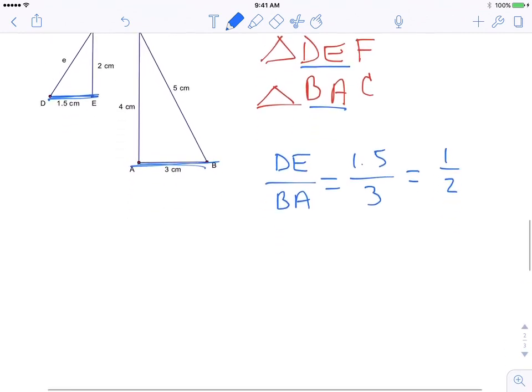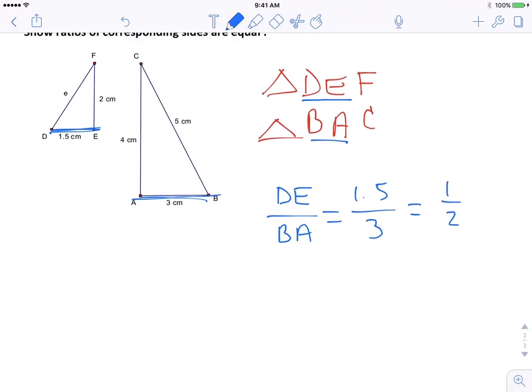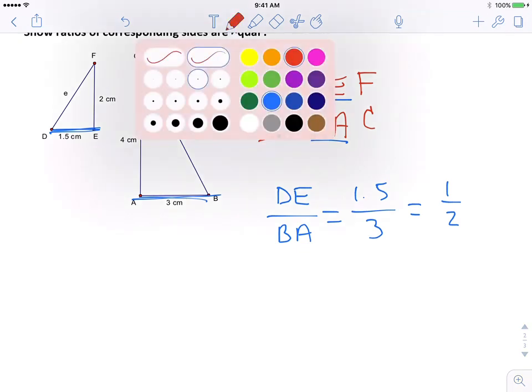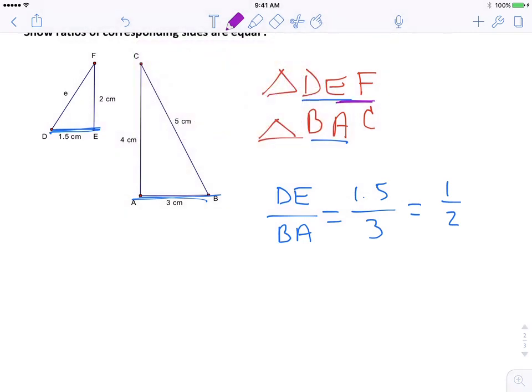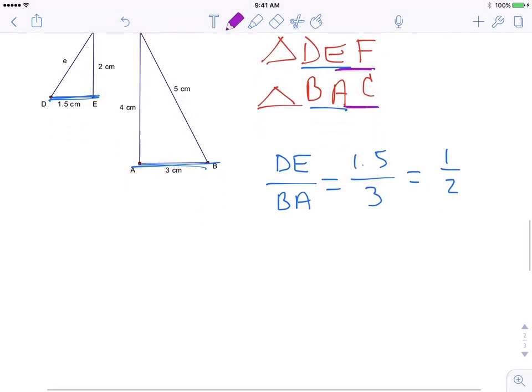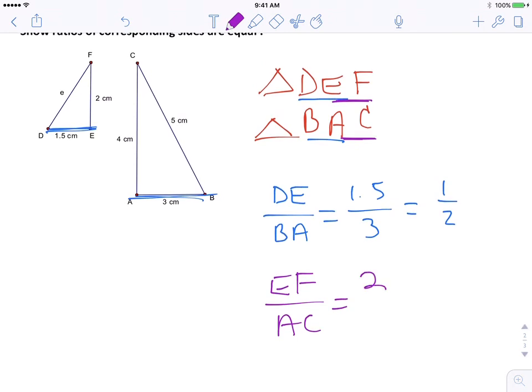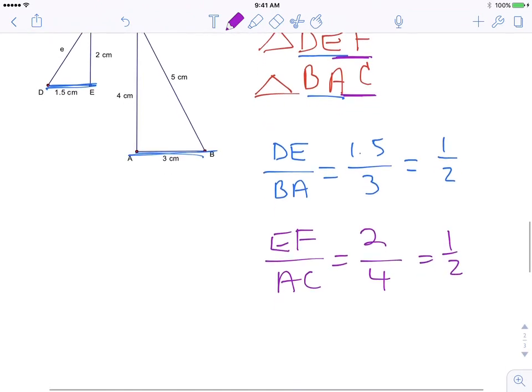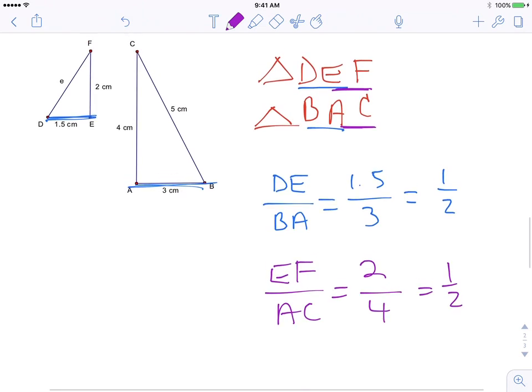Right? Then we'll look at another corresponding side. Let's look at AC. Use a different color here. Let's use purple. I'm looking at, let's do EF and AC, and they line up. So let's say EF over AC is equal to, and EF is 2 centimeters, and AC is 4 centimeters, and that also equals 1/2, right? And then we also have the last two, which would be DF and BC.